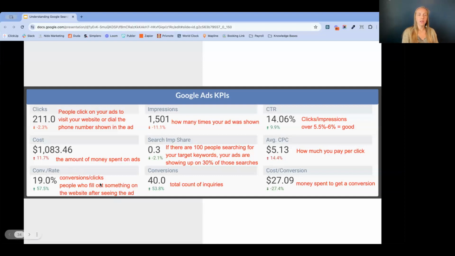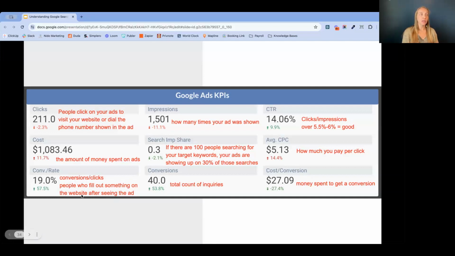And then your conversion rate. So this is how many conversions. Remember, conversions are those inquiries. So how many inquiries that you've had. Right here, we have right here. This is the conversions divided by your clicks. So you'll see we have had 40 conversions out of 211 clicks, which gives us about 19%. So this is the people who fill out something on your website after seeing their ad.